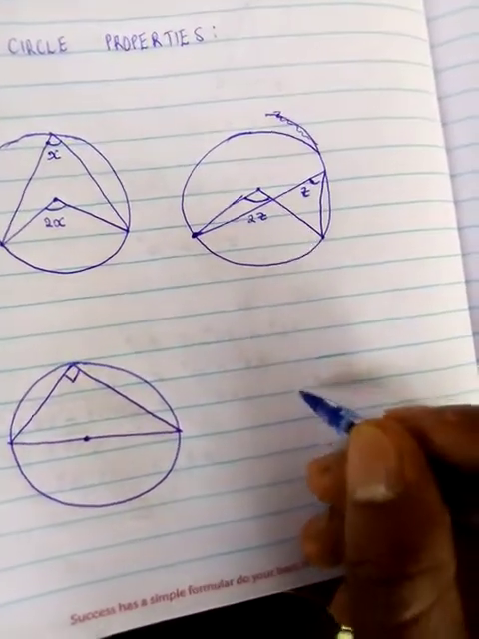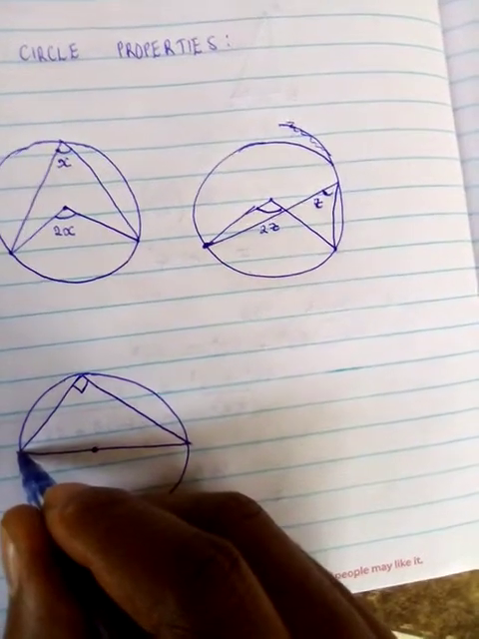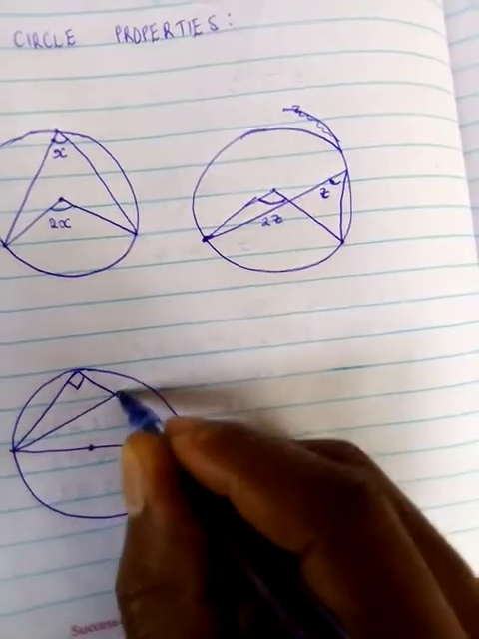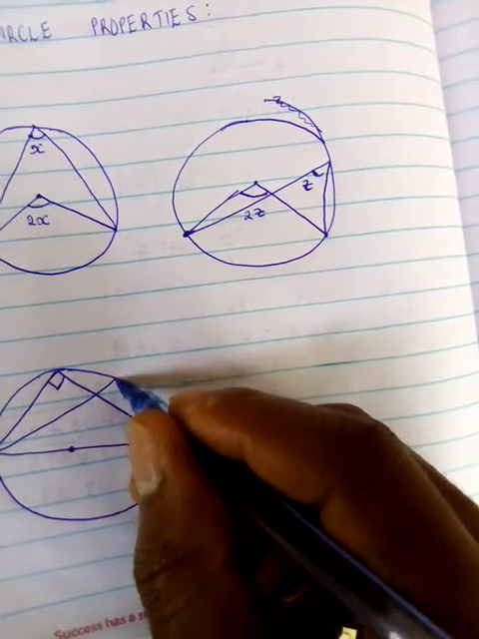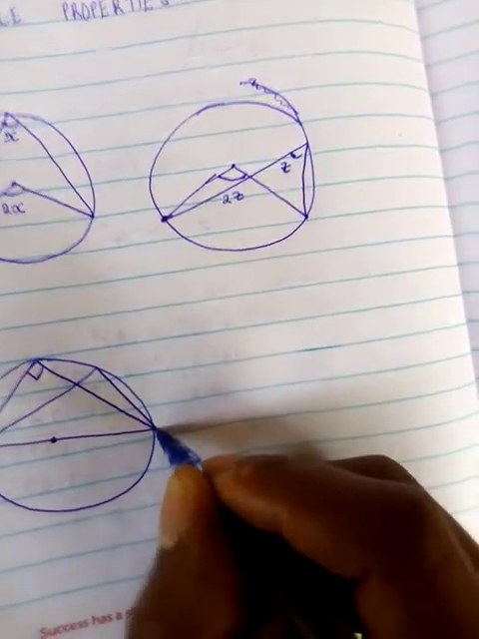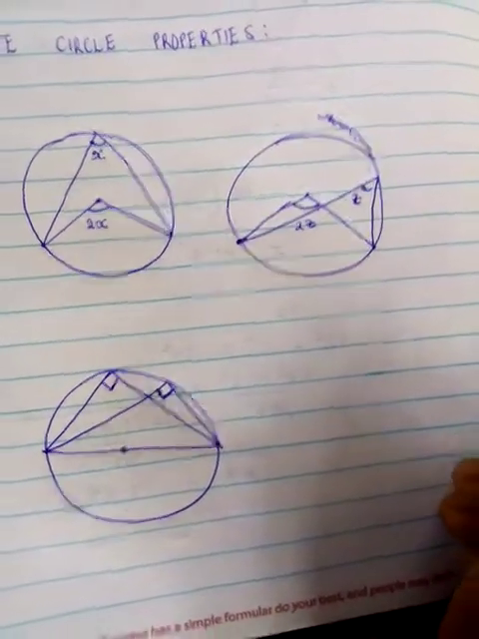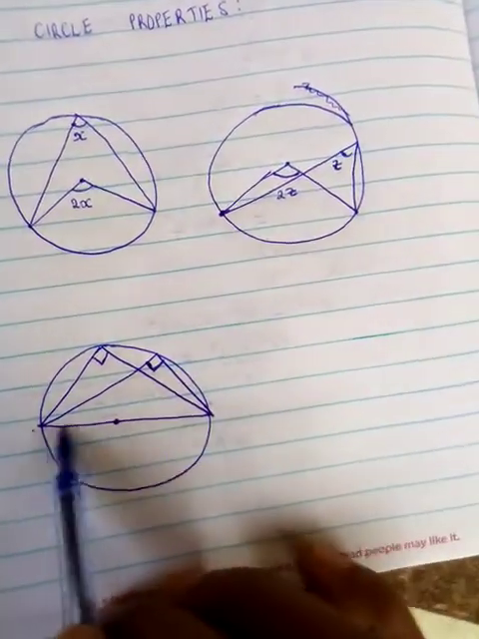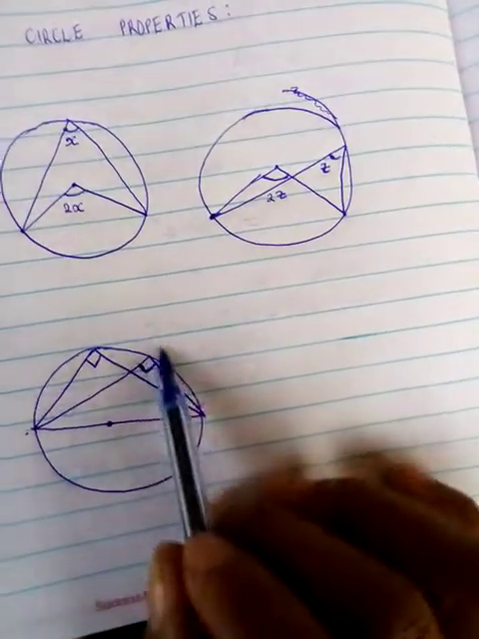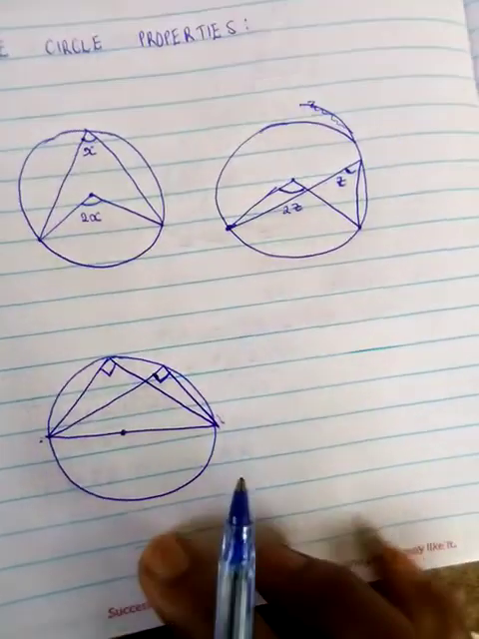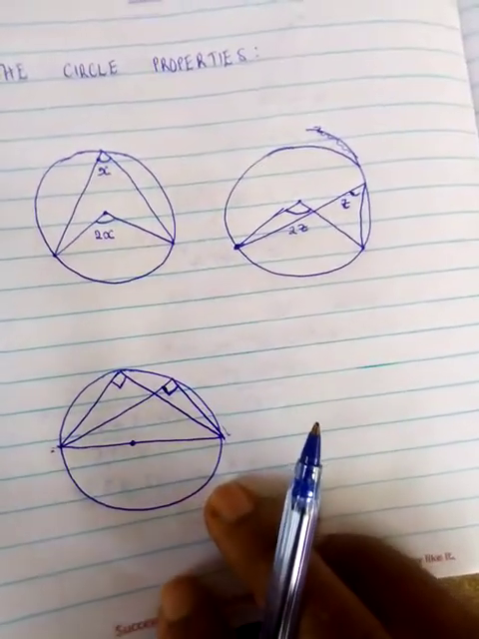Even though I stretch from here and create other lines that are joining the diameter, this angle will always be 90 degrees, meaning the angle subtended by the diameter at the circumference of the circle is always 90 degrees.